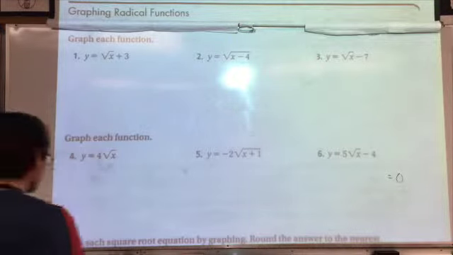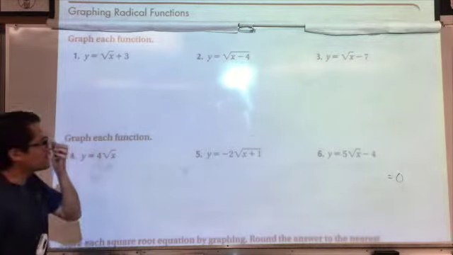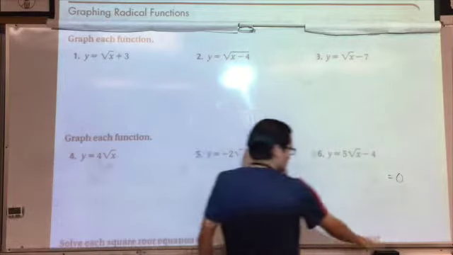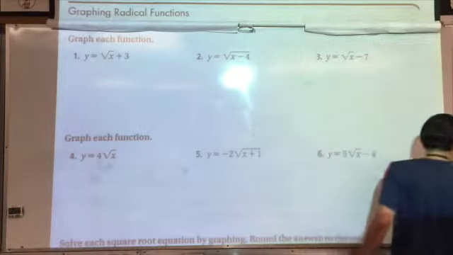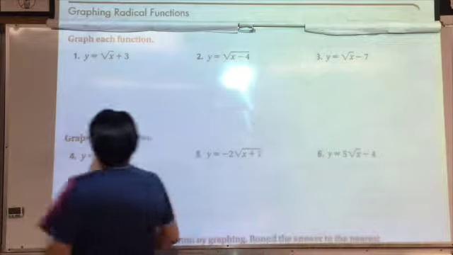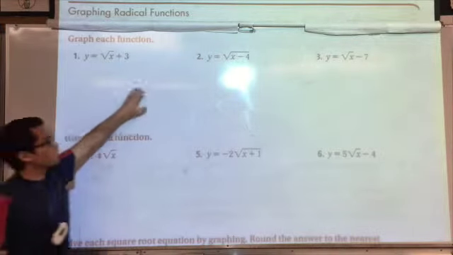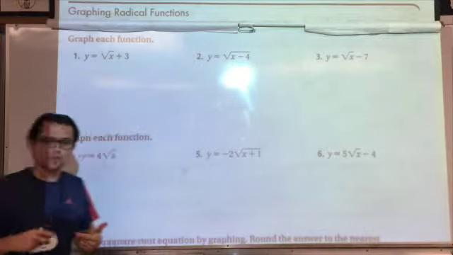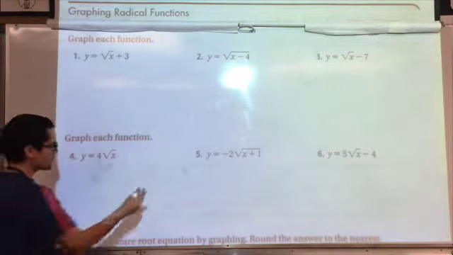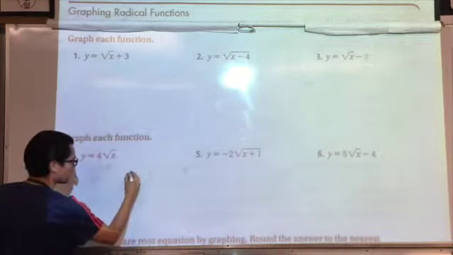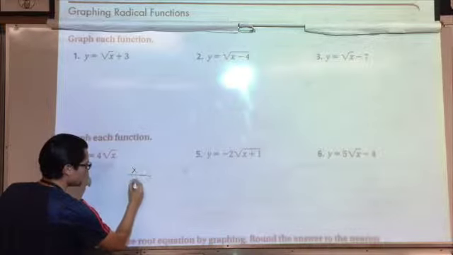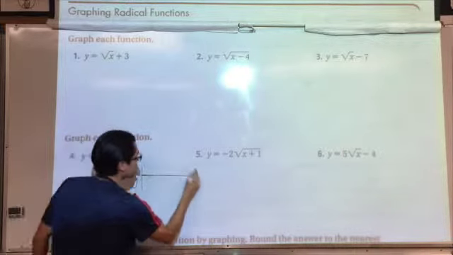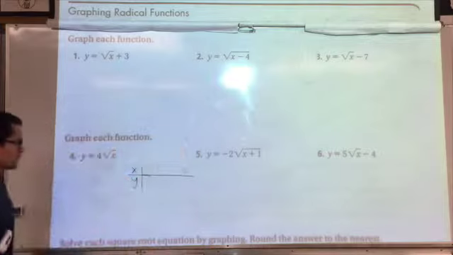Okay, so section 6.8, I believe the last section of the chapter, we're going to be graphing some radical functions, okay? I've shown you guys in class how to graph these easily using the parent function and its table. So I'm going to go ahead and draw the parent function and make its table here so that I can have it handy and use it for those three problems up there, okay?